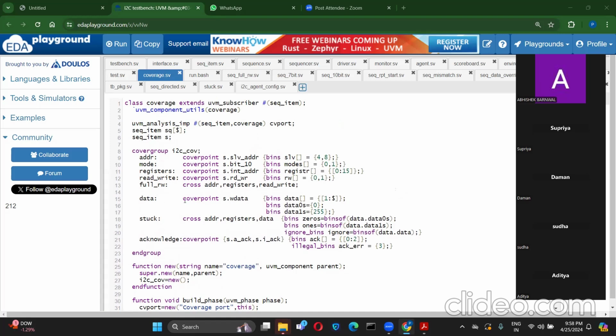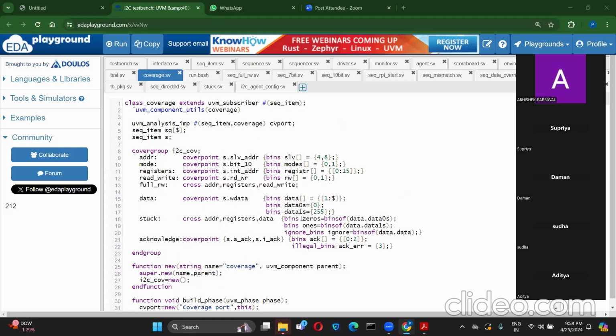Then we have some data where cover point, this is also fine. We are doing something here. Yeah, this we will try to understand. There is a stuck label where we are trying to do the cross of address and registers, registers and data. So all three things we are doing.